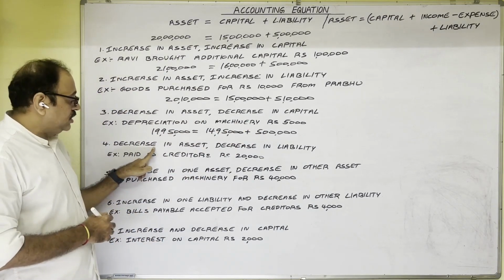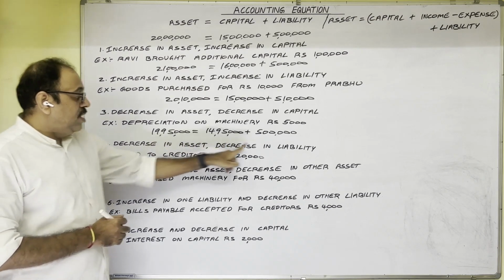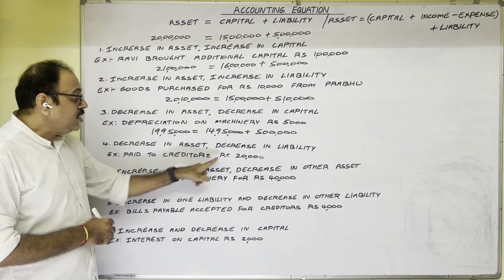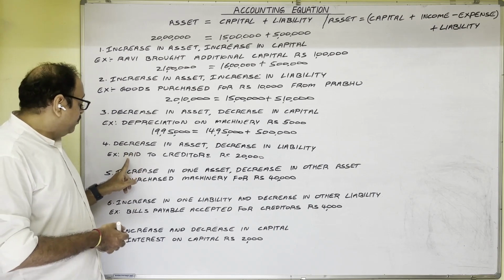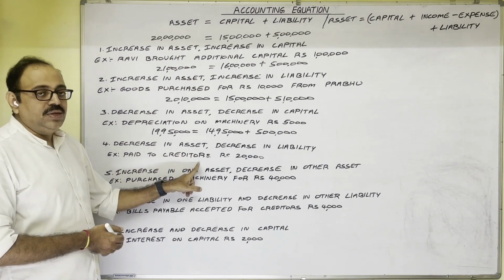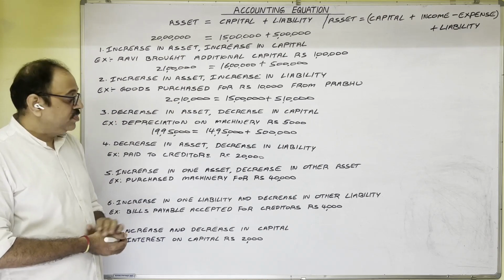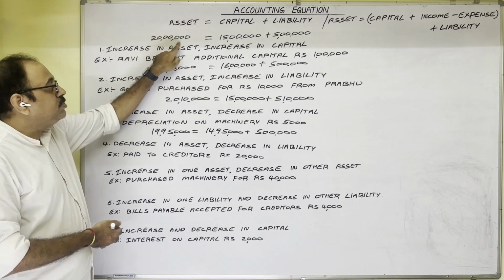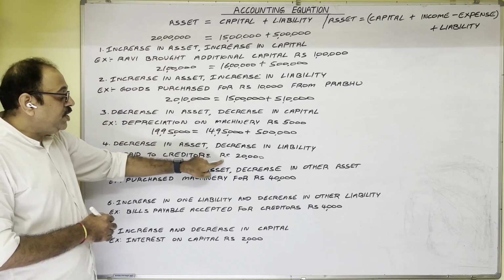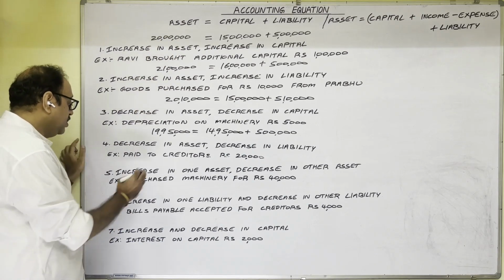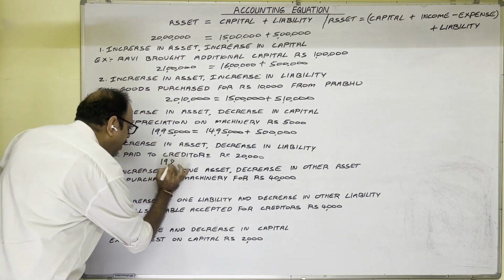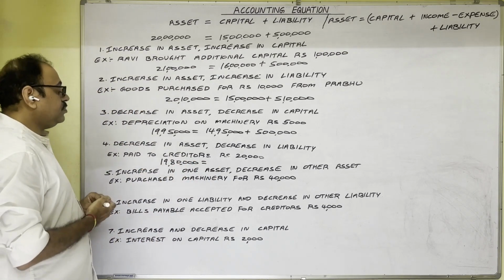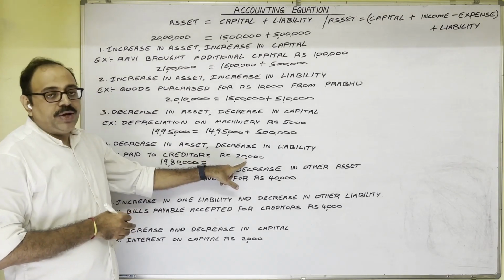In some transactions, one asset value decreases and one liability value also decreases. Example, paid to creditors 20,000 rupees. The firm paid cash to creditors. So cash is going from the firm, 20,000. Cash is an asset now. Asset value is decreased by 20,000. So after paying to them, the remaining asset value is 19 lakh 80,000 is equal to 20,000 we paid to creditors.